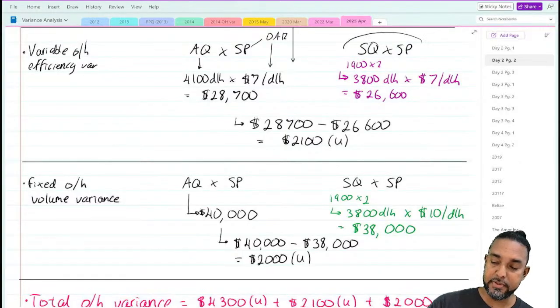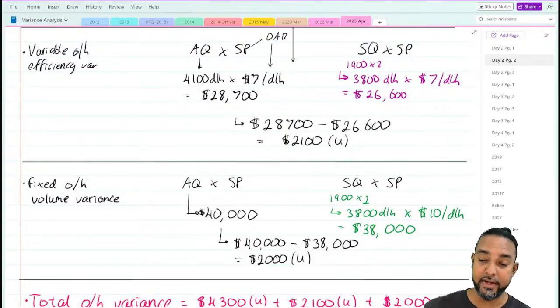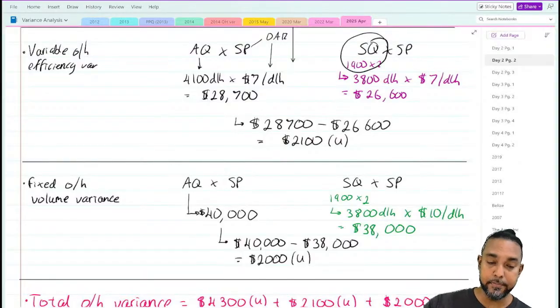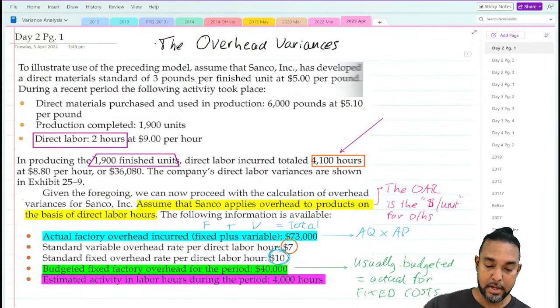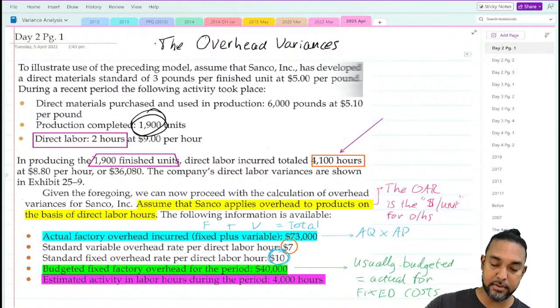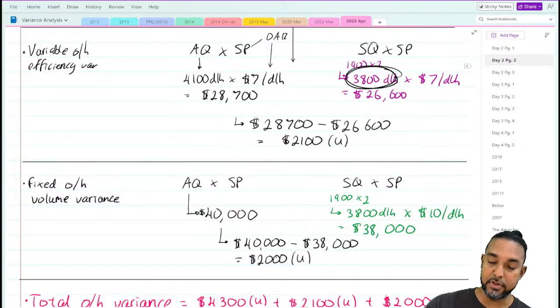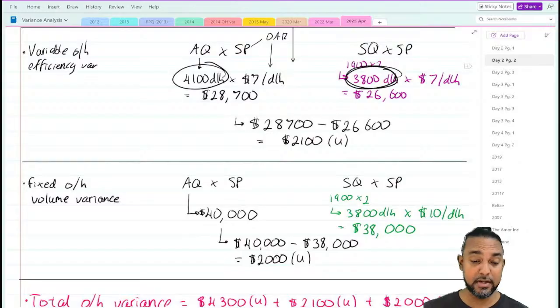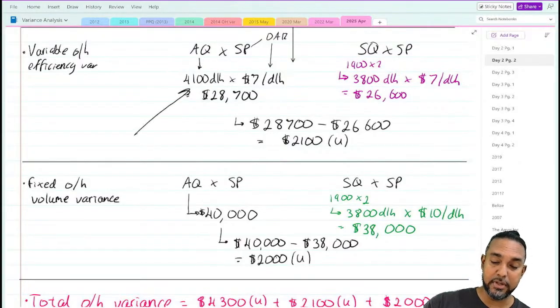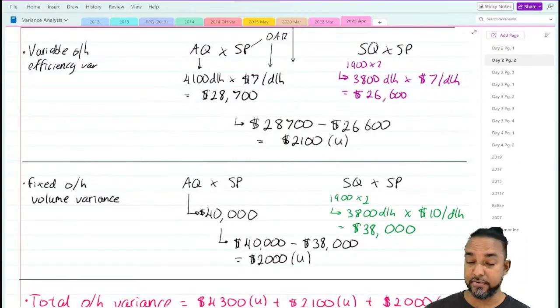So now, for this piece here, we saw the standard price is the same $7. But what is the standard quantity? Well, we're talking about the quantity of labor hours. That is the basis upon which we are applying the overheads, right? So for the standard quantity, we have to take a look at the number of units and the number of hours that we're normally supposed to take per unit. 1900 by 2 is 3800. So 3800 compared to 4100 is less. What that means is that we actually use more labor hours. So we definitely know we're going to have an adverse or unfavorable variance.